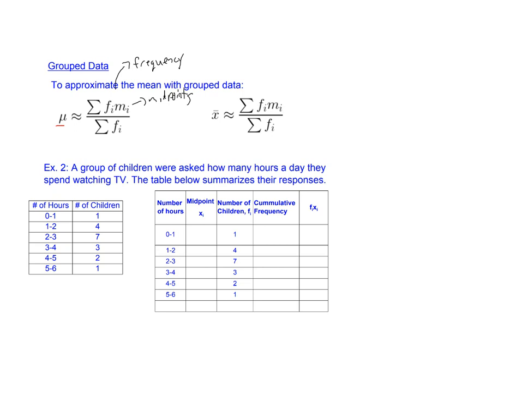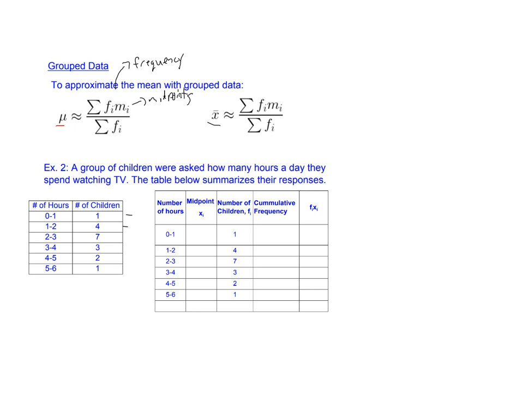The I's just mean that for every interval we find the frequency and multiply it by the midpoint of that interval. We get pretty much the same formula for a sample mean, except we're doing it with the sample rather than the total population. So here's an example. We have a group of children. They're asked how many hours a day they spend watching television, and the table summarizes that for 0 to 1 hour there was 1 child, 1 to 2 hours 4 children, and so on. Let's walk through how we would find the mean here for grouped data, and then we'll talk about the other measures of central tendency.